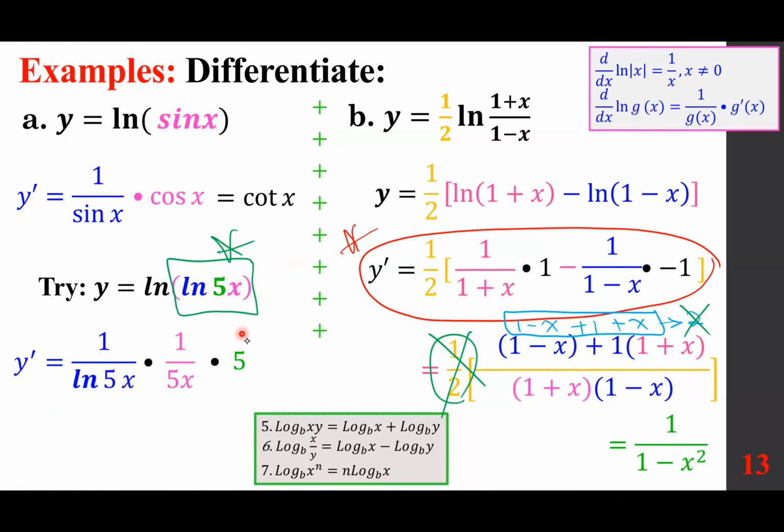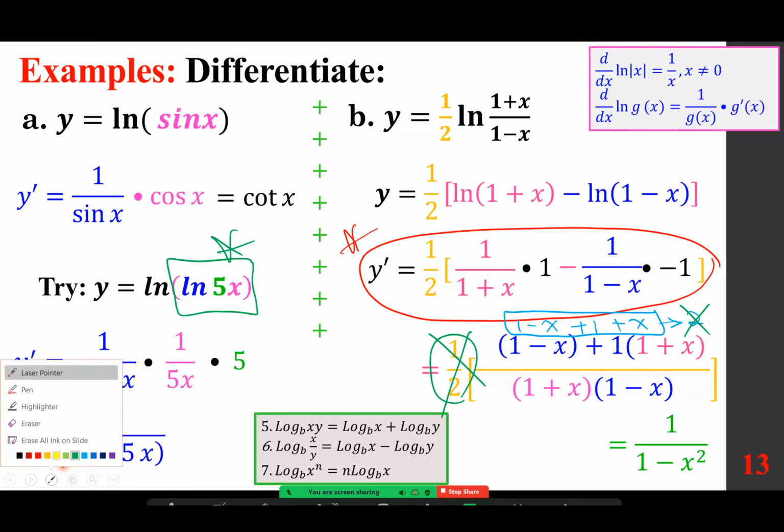Now putting it together, we have the following because this 5 cancels out the 5. The numerator is 1 times 1. And the bottom is ln 5x times x, and you put the x in front. You put the x in front because otherwise it's awkward.